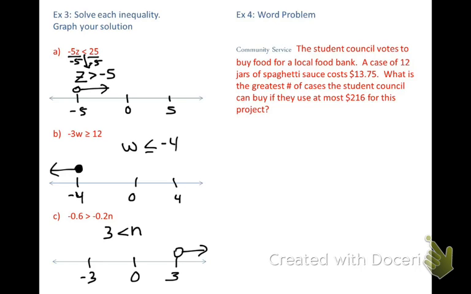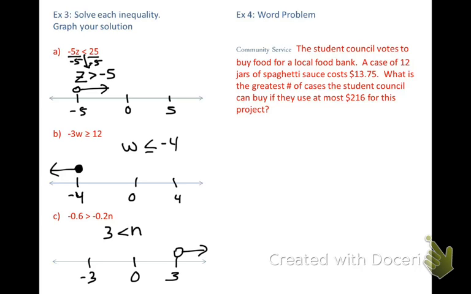All right. So for B, I have now W is less than or equal to -4, and here's how the graph works. And C is 3 is less than N, or N is greater than 3, and this is how the graph works.